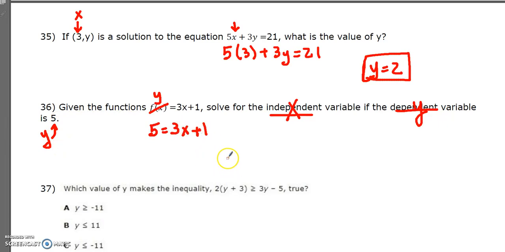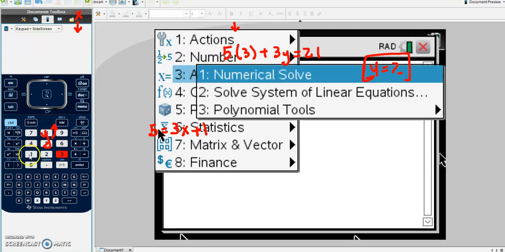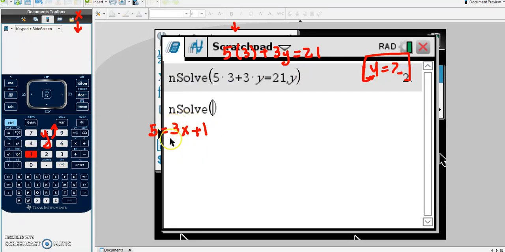Again, we can solve it by hand, or we can just go put it into InSolve. Might as well practice InSolve while we're here. Okay, can we see enough? Let me erase some of this. Get this out of the way. Okay, all right, so then we're going to go to menu 3-1, and I'm typing this in right here. So it was 5 equals 3x plus 1, comma, x.